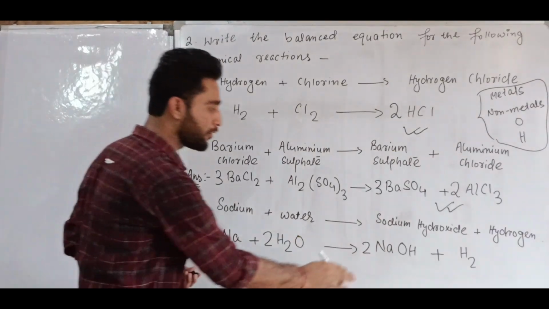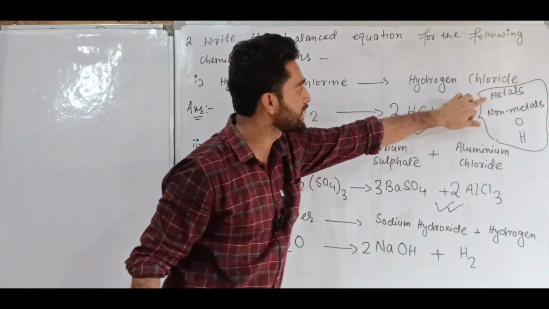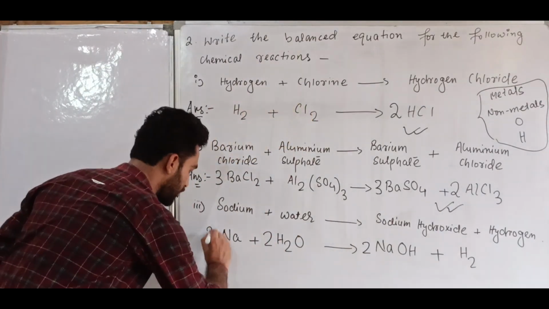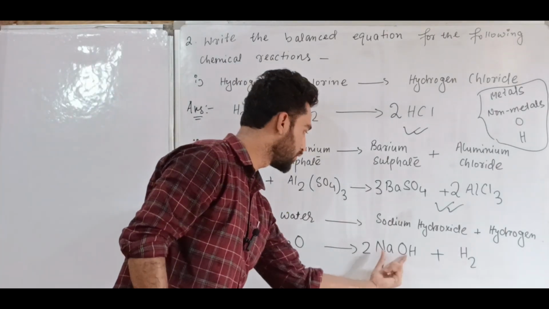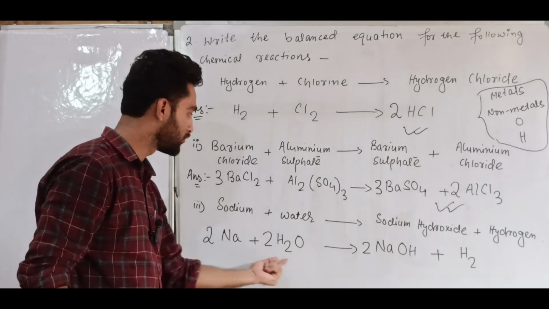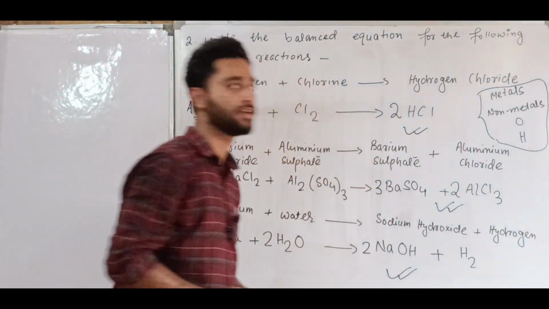So I told you, whenever we are putting the numbers, always start from the beginning. So first check the metals. Sodium 1, here sodium 2. So here you put 2. Now you see sodium 2, sodium 2. Oxygen how many here? Oxygen 2. Now hydrogen count. 2 to the 4. Here 2 hydrogen, 2 hydrogen. That means the reaction now became balanced.